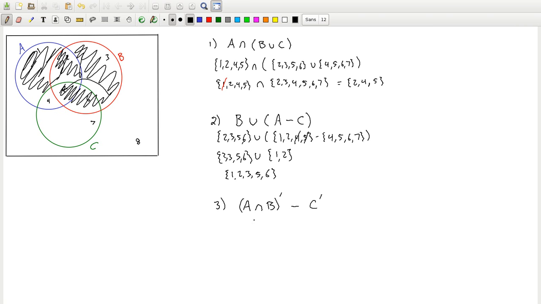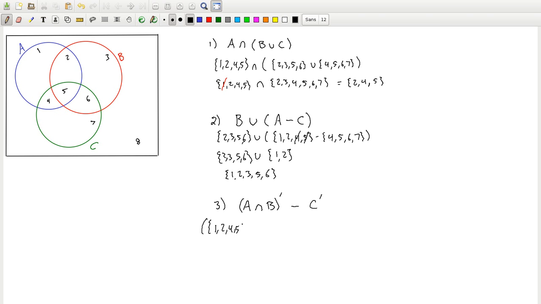Finally, the third problem. A intersect B complement, subtract C complement. So first we'll start by translating these into regions. So A, that as we saw before, contains regions 1, 2, 4, and 5. We copy down the intersection sign, and then set B that contains regions 2, 3, 5, and 6.